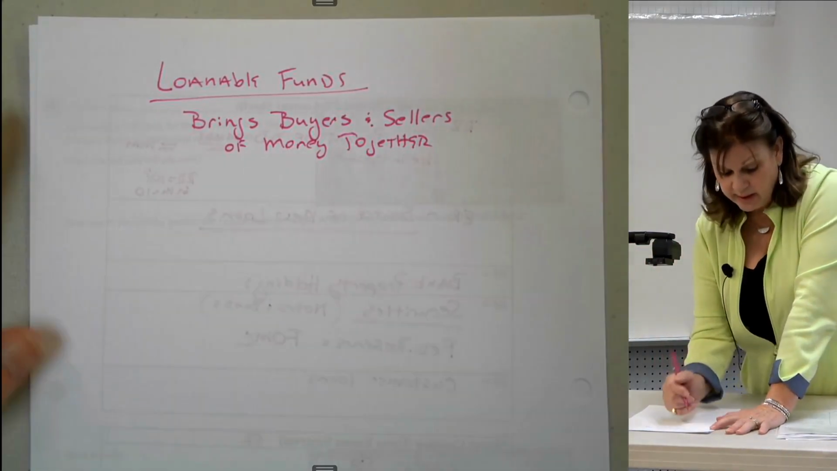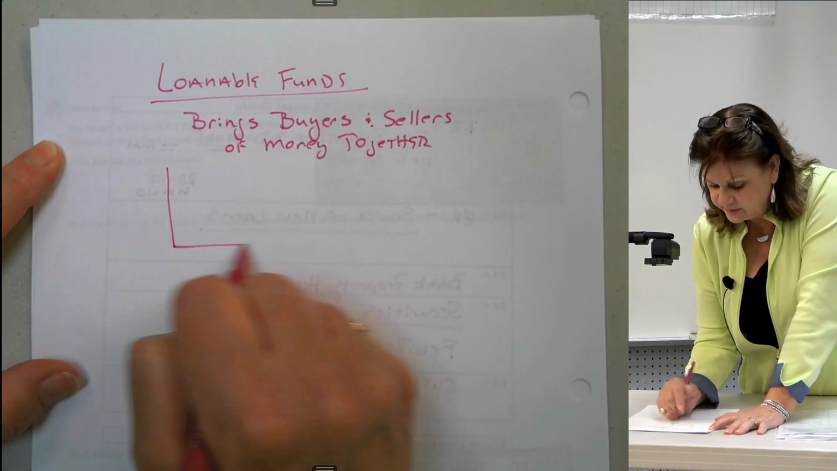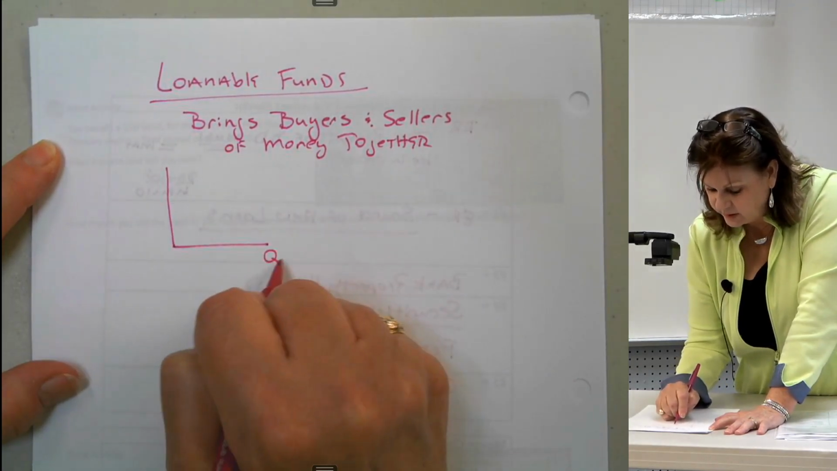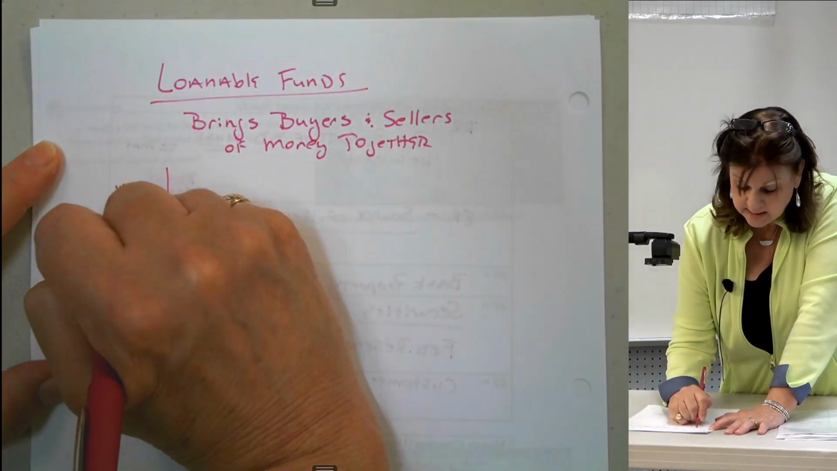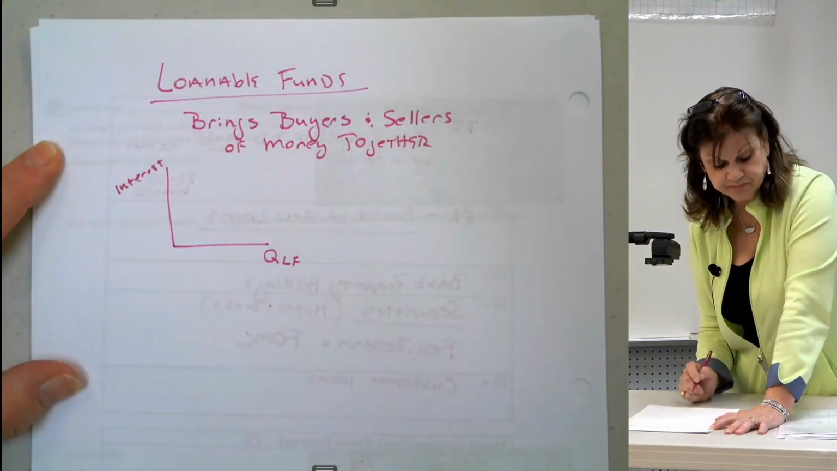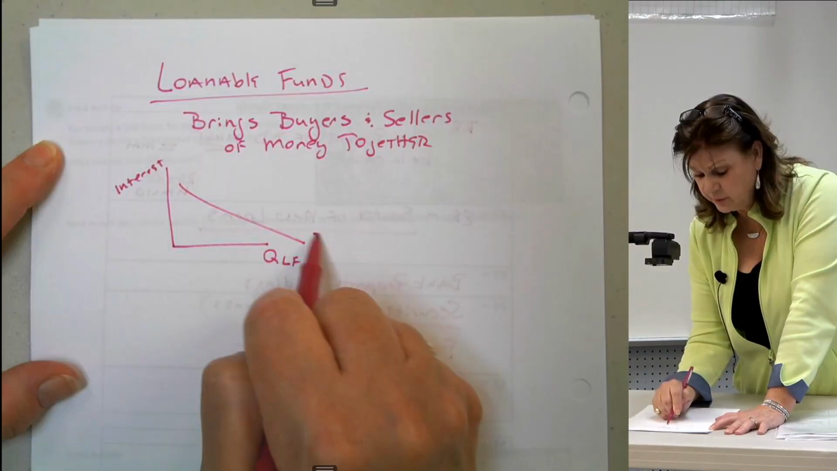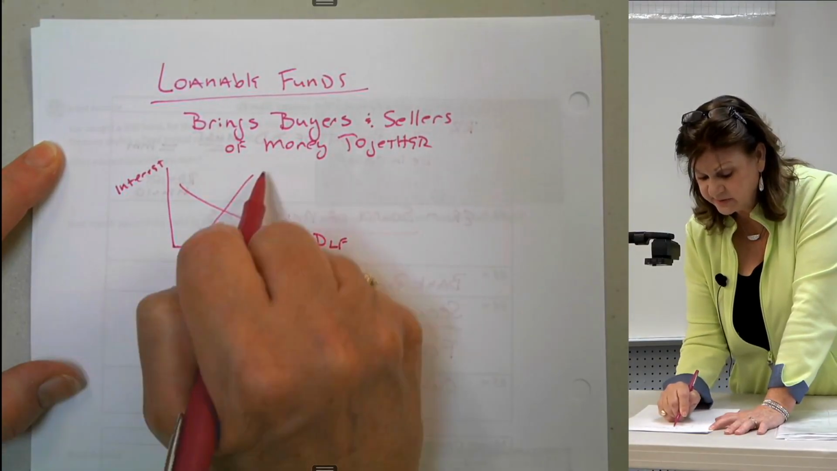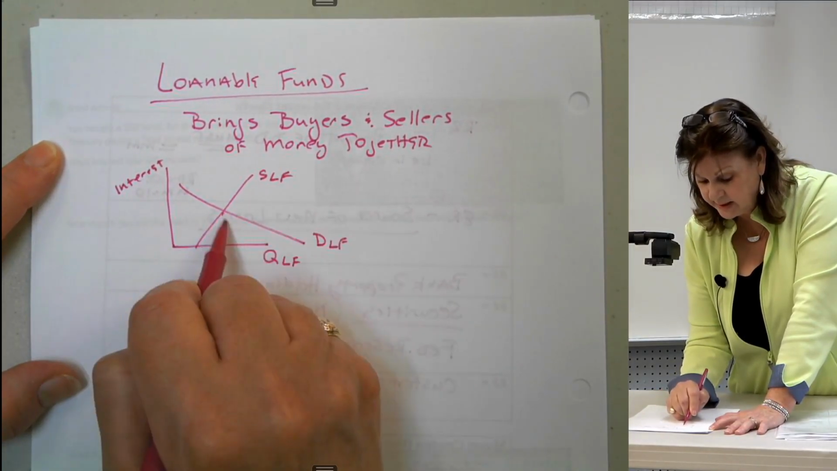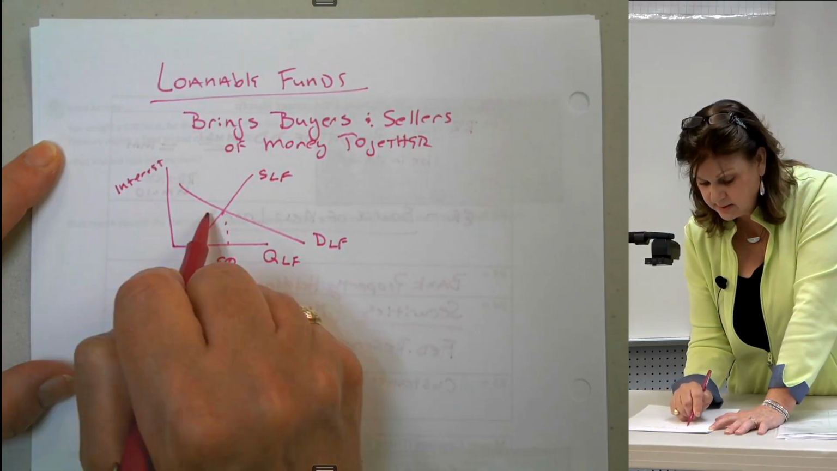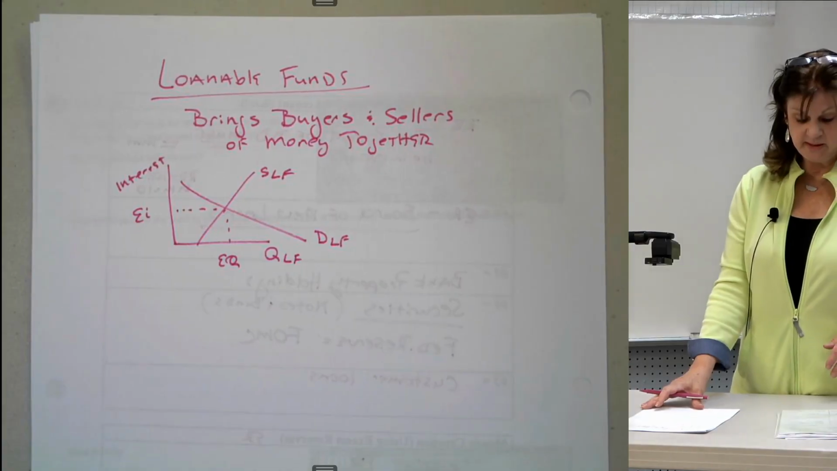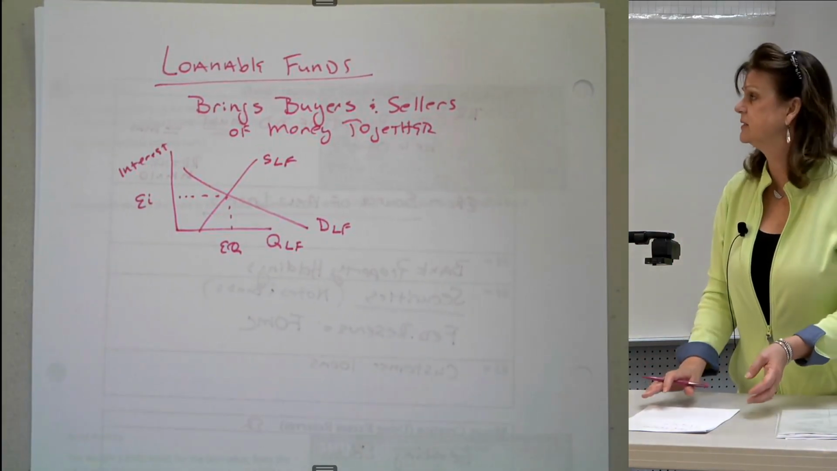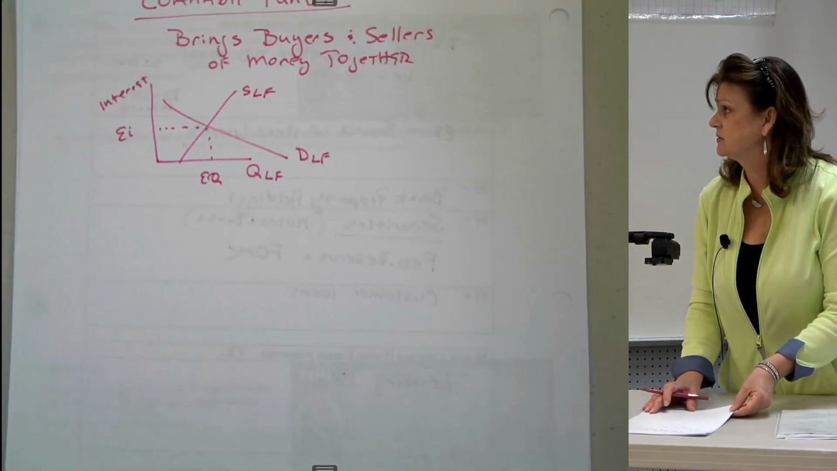That's your buyer. Now remember, simple graph, supply and demand. We have quantity of loanable funds. The price of money is interest. We have a demand for loanable funds, and we have a supply of loanable funds, and they meet in equilibrium. Okay, easy enough graph. So let's talk about the supply and the demand, bringing the buyers and the sellers together.